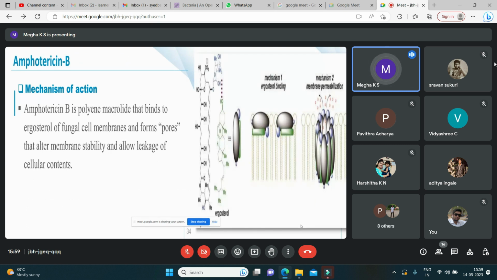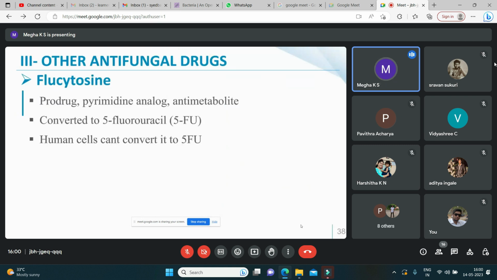Coming to the mechanism of action, amphotericin B is a polyene macrolide that binds to ergosterol of the fungal cell membrane and forms pores that alter membrane stability and allow leakage of cellular content. And other antifungal drugs consist of flucytosine, a prodrug, a pyrimidine analog.